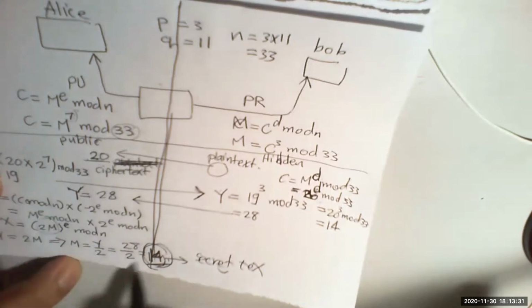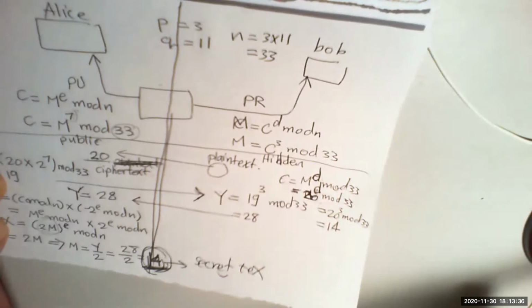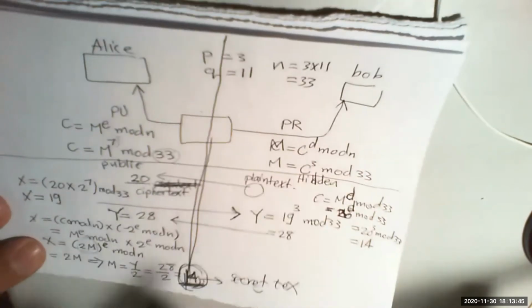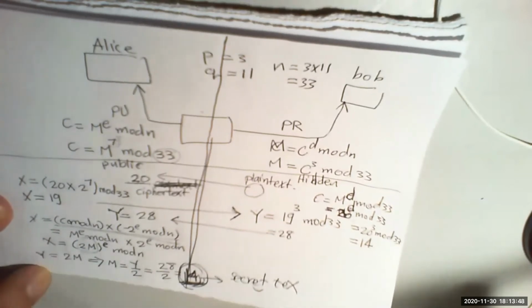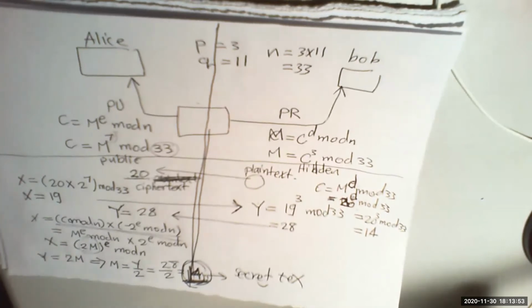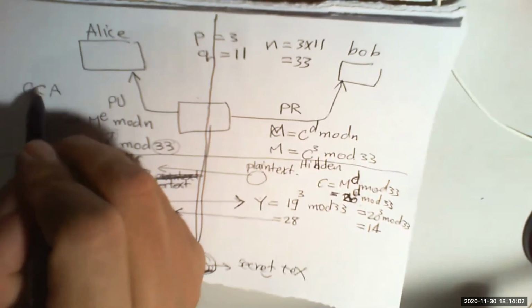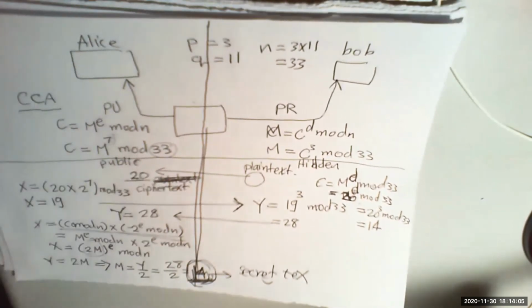I can guess the 14. I can calculate and get 14 without knowing the private key or anything. Just apply some equation, and using that equation, I can guess the values of the secret text or the encrypted text. I can guess the plain text. That is one of the common attacks. CCA is a common weakness for RSA.